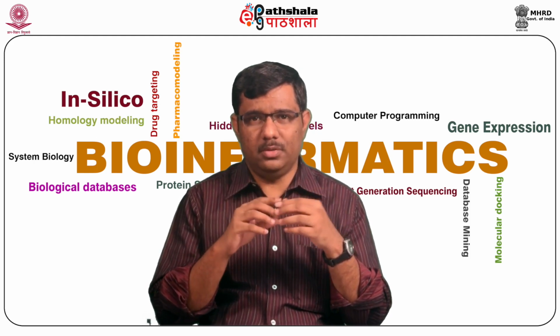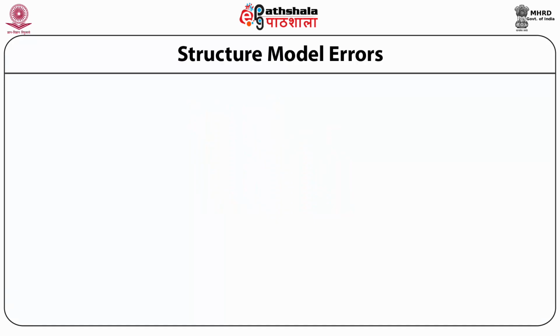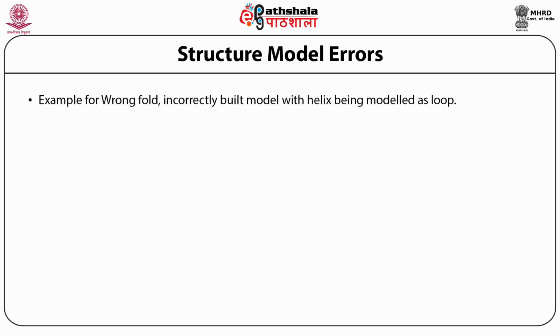when you do a structure prediction. So I was discussing the types of protein structure errors in a protein structure model, like completely wrong, partial error, bad quality. All that information I was talking about in the previous slide. In this one we are talking about an example where we'll see how a wrong fold or incorrectly built model will lead to wrong predictions.